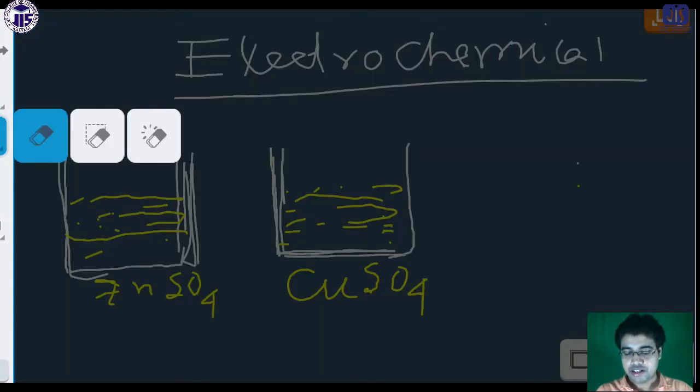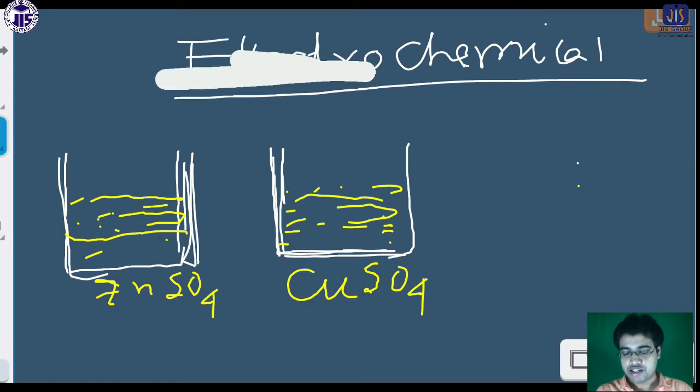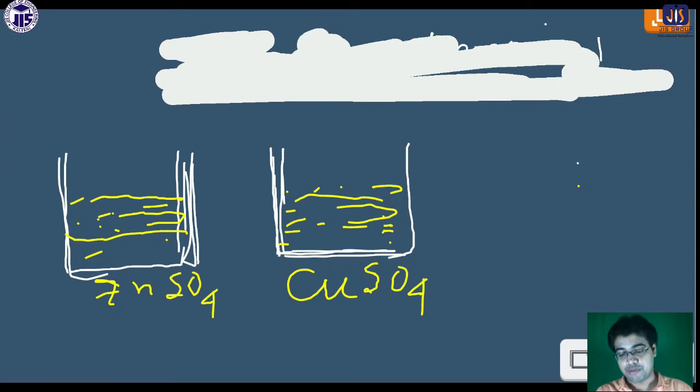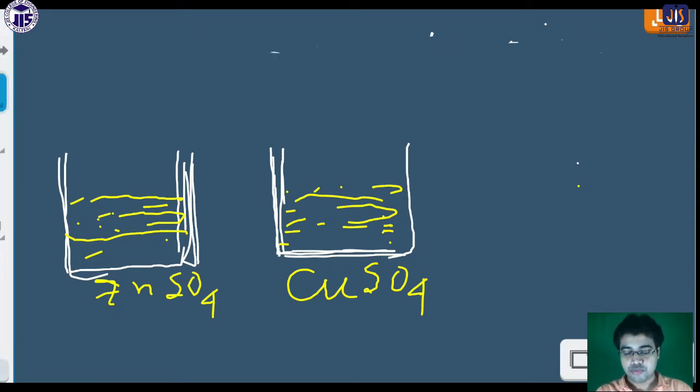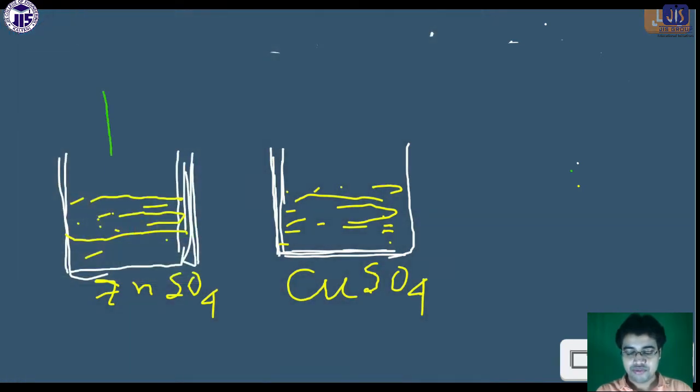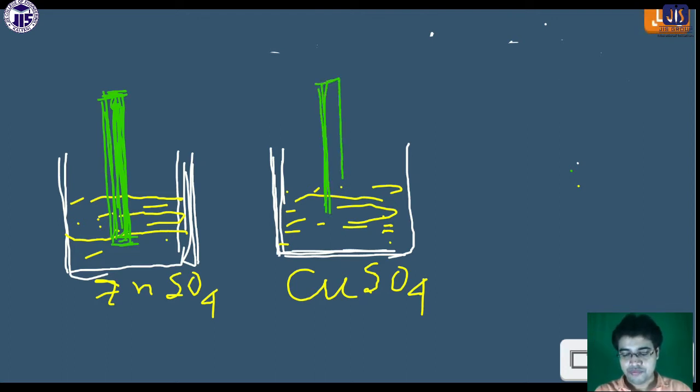then we'll connect the two chambers, or we will dip the electrodes in the two chambers. In the left hand side we will dip a zinc rod. Okay, so in the left hand side we are adding a zinc rod, where it is dipped in the solution. In the right hand side electrode, look here, it is the copper rod.